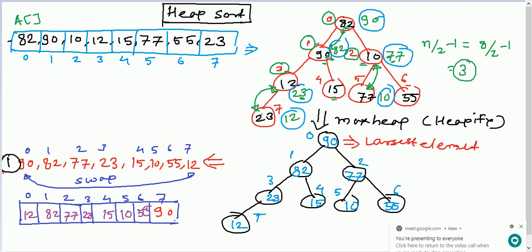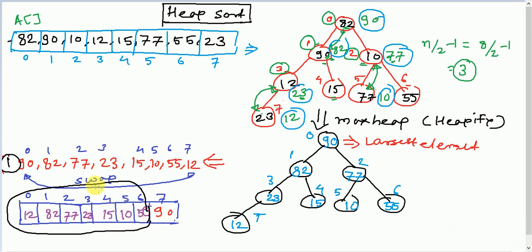Now in the second step, we will construct a heap for this part of the array. We'll construct the heap only for 0 to 6, because the 7th element, the largest element, we have already put in its place. So we'll construct the heap for the second pass over here. I'll update this array.